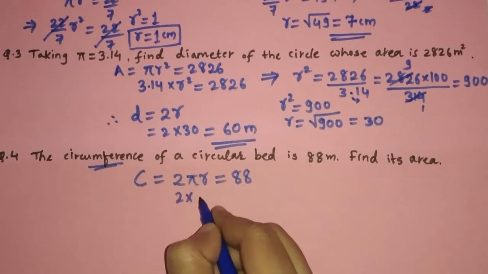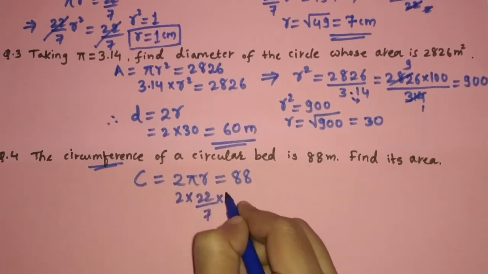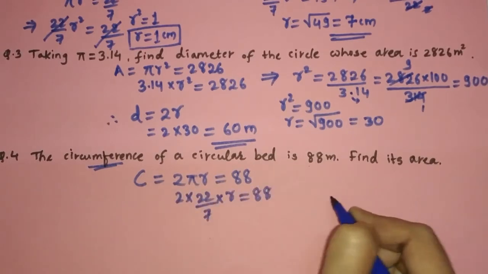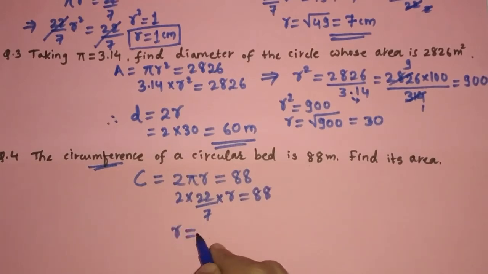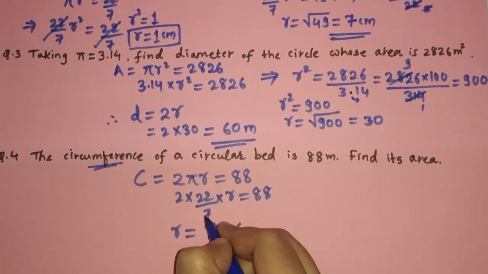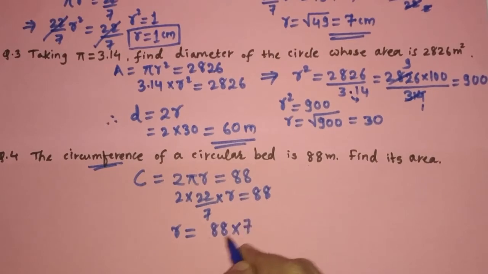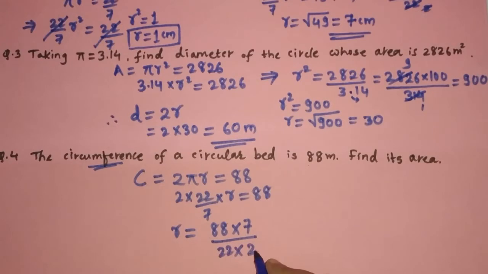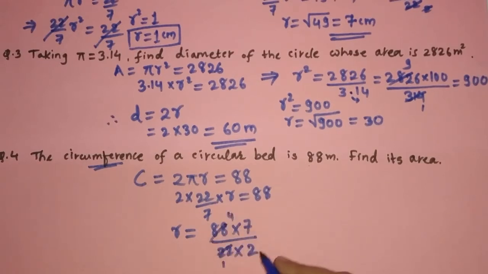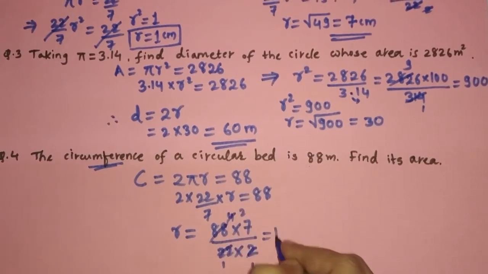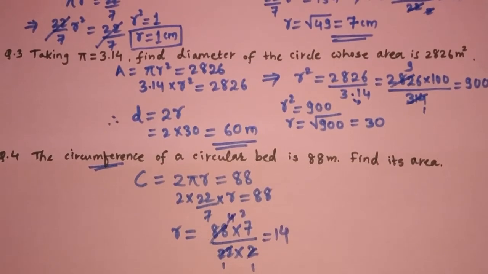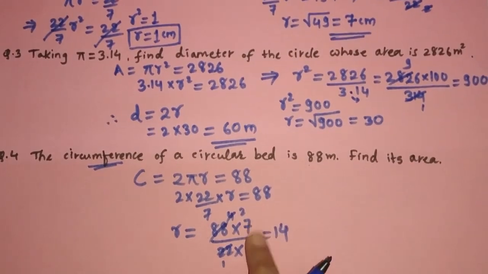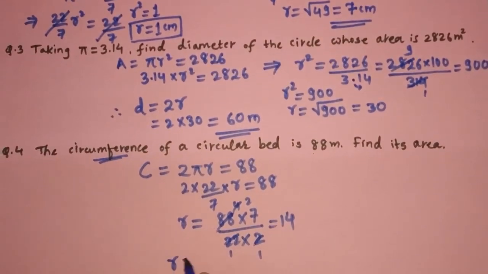So 2 into pi's value 22/7 into r is equal to 88. So friends, r is equal to 88. This 7 will shift to the right-hand side. It will go in multiplication, and this multiplication will here go in division. So here 1 za, 4 za, again 2 2s are 4, 7 2s are 14. So we got the radius is 14. R is equal to 14 meters.